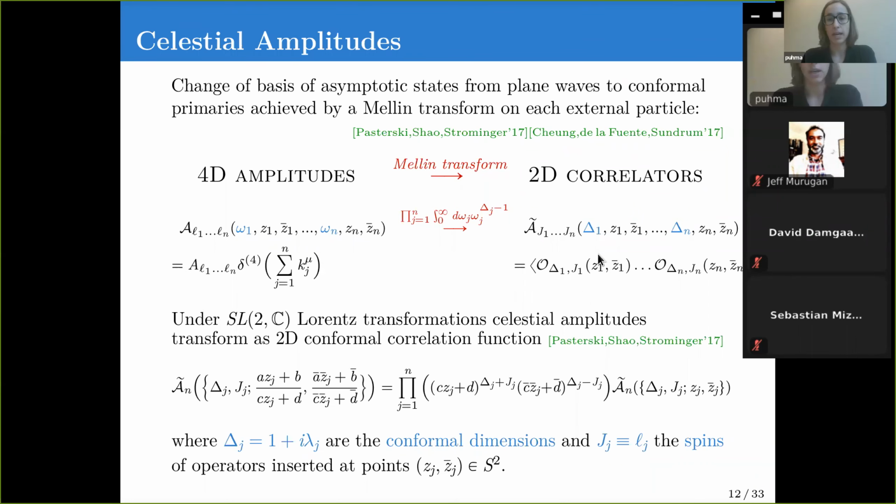This transforms as a two-dimensional correlator, as can be seen as follows. Just performing an SL(2,C) Lorentz transformation, again in the z's and the z bars, we see that the amplitude transforms as a conformal correlator, where the particles have conformal dimension Δ_J and spin J. So this is very much like in a 2D CFT. Here we identified the two-dimensional spins with the four-dimensional helicities. But what's different is, of course, that now the conformal dimensions take complex values.